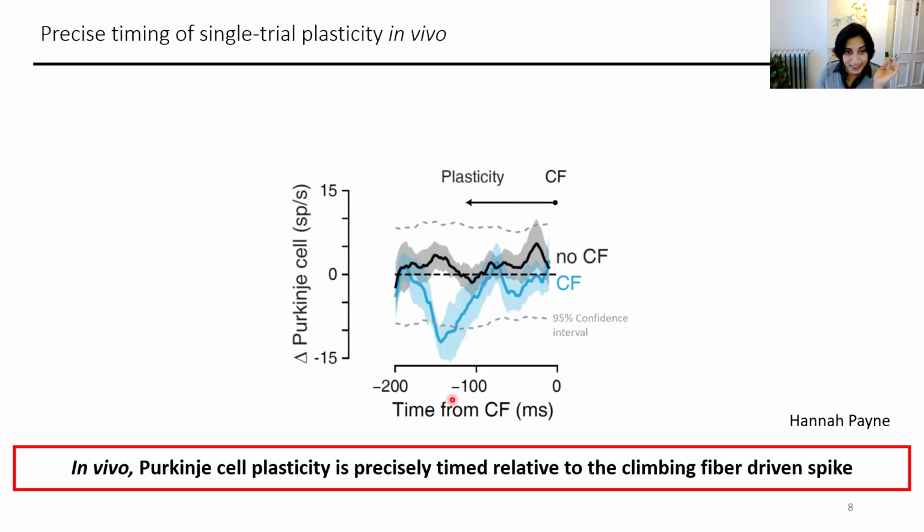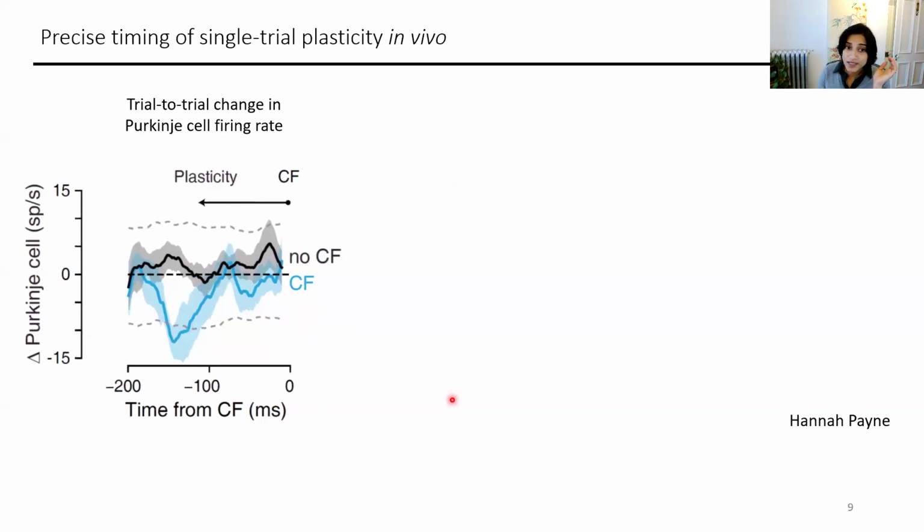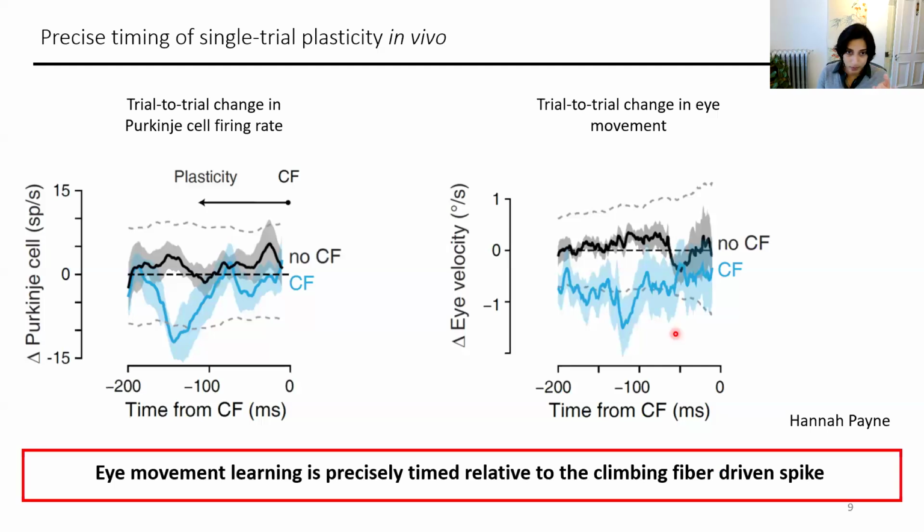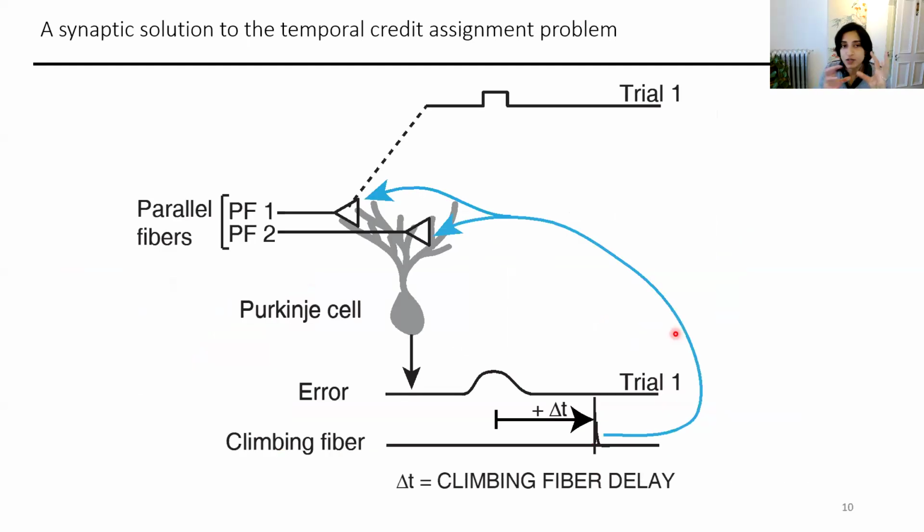This precisely timed in vivo plasticity was paralleled, slightly later, by an adaptive change in eye movement, which is also precisely timed in the direction we think. To wrap up this part, what we think is happening is that if you had a hypothetical Purkinje cell with hypothetical parallel fiber synapses, sets of synapses, say 1 and 2, and on trial 1 there was an error caused by one set of synapses, that error is not signaled back via the climbing fiber for a delay delta t. That delay is how long it takes for the climbing fiber to come back and signal to all the synapses on the Purkinje cell that there was an error.